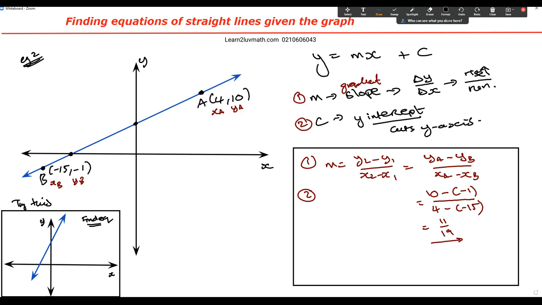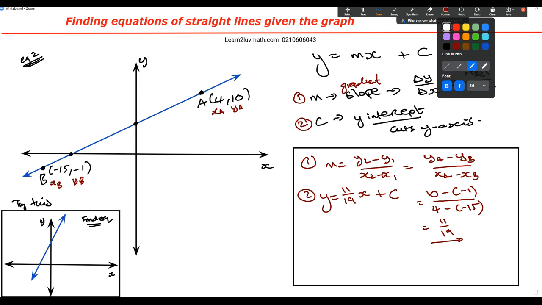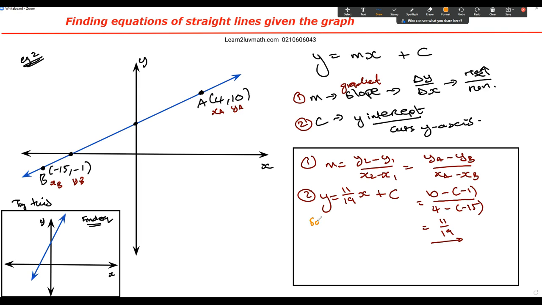Now what we're going to do is substitute that into the equation y equals 11 over 19x plus some c value. And to find c, we're going to substitute one of the 2 points. We're going to substitute, let's say, 4, 10, and solve for the c value. So that's all part of part one. So let's substitute it in now. The 4, remember, goes into x, and 10 goes into y.